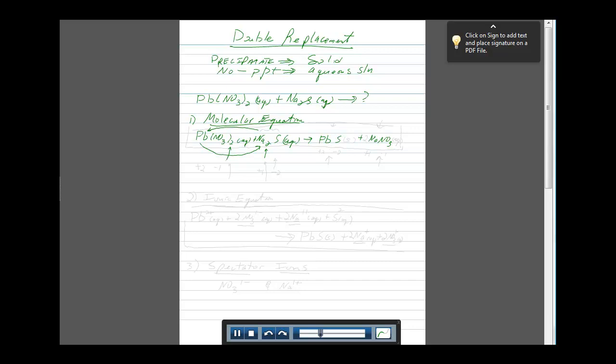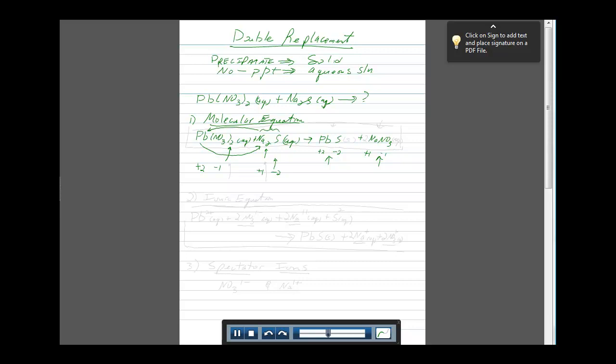The next thing we need to do is make sure that our formulas are correct. When I evaluate the charges, nitrate is 1- and there are 2 of them, so Pb has got to be 2+ to balance that out. In sodium sulfide, sulfur is 2- and sodium is 1+, and there are 2 of them, each with a 1+ charge. So in the products, sulfur is 2- and lead is 2+, which works out great. Nitrate NO3 is 1- and sodium is 1+, so that works out great as well.